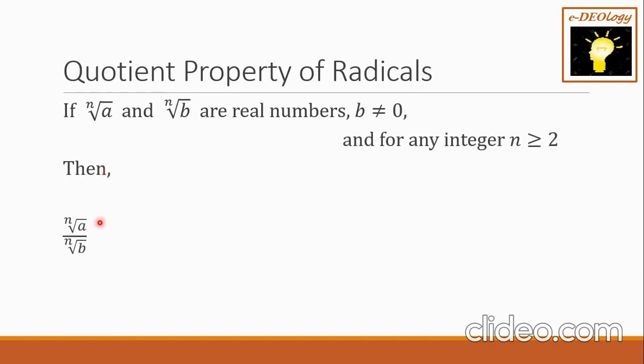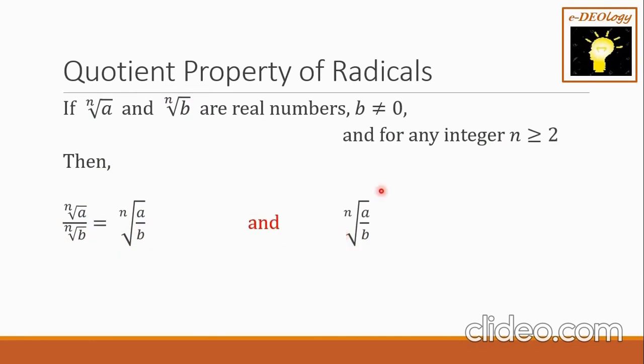Then we divide the nth root of A by the nth root of B. The answer is a big radical with the index n. Inside the radical is a fraction, where the numerator is A and the denominator is B. So this equation is what we call the quotient property of radicals.